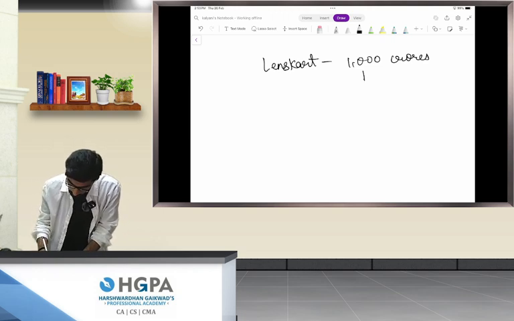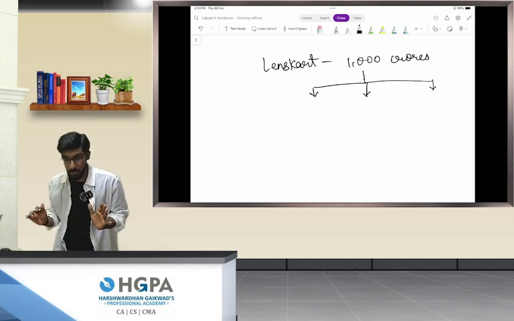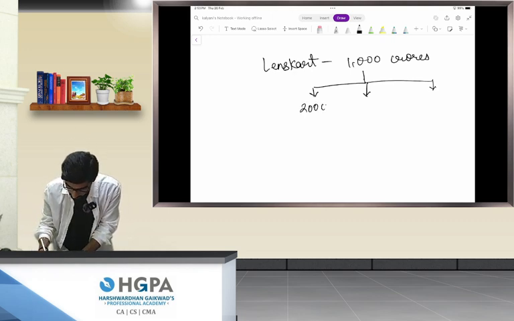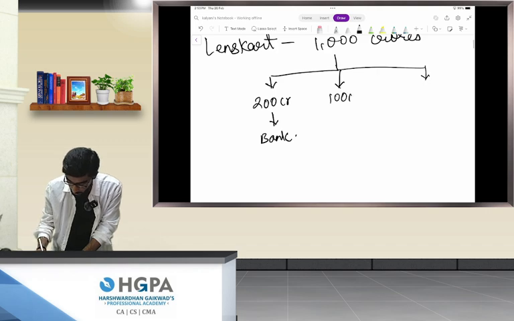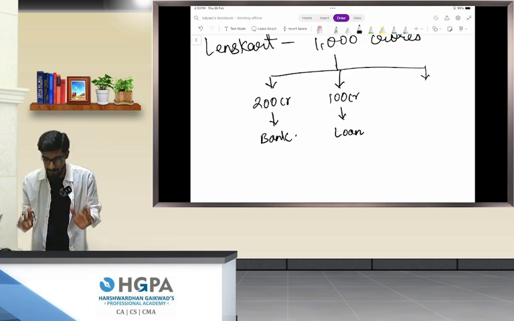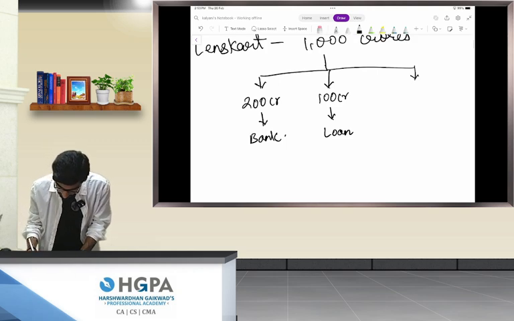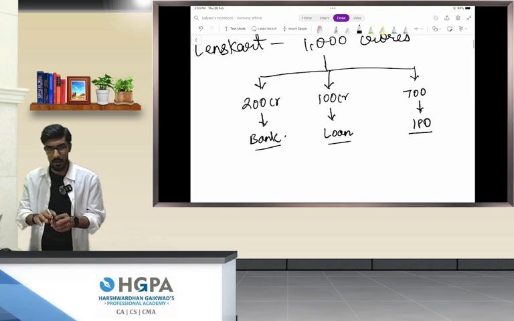Now, among these 1000 crores, people, Lenskart already has 200 crores in the bank account. Okay, 100 crores it is going to take as a loan. 200 crores it already has in the bank account, and the remaining 700 crores it's going to raise from the IPO. Clear? Lenskart requires 1000 crores.